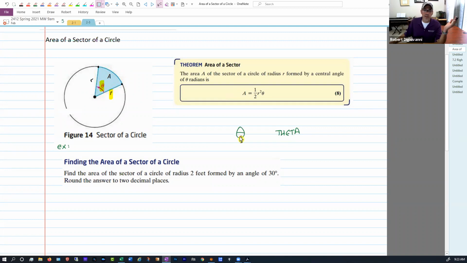Think of theta as like the variable x. It's just that we like to use Greek letters for angles. Someone did it, I didn't do it. But whenever you see Greek letters, they usually represent angles. We'll use theta, we'll use beta, we'll use alpha. Those are the most common Greek letters that we'll use to represent angles in this class.